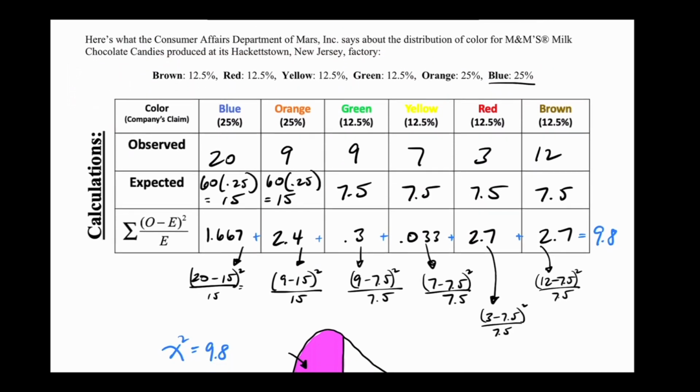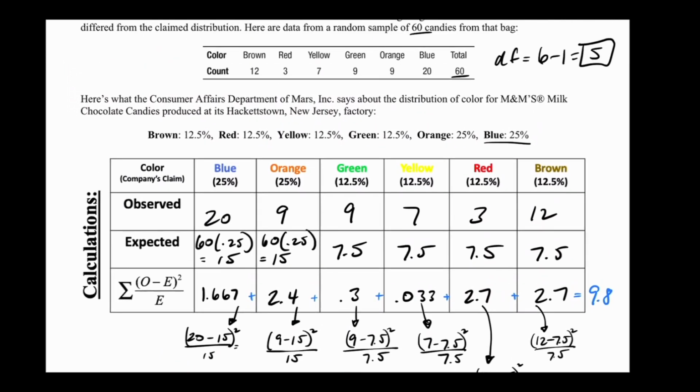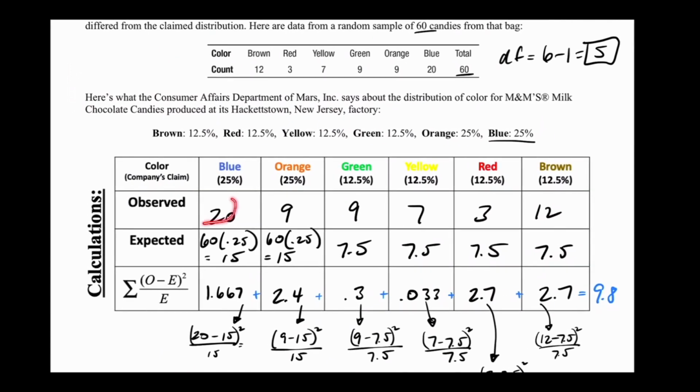Okay, so the observed is just what we saw. 20 blues, 9 orange, 9 green, 7 yellow, 3 red, 12 brown. That's what was actually in the pack of 60. Okay. Expected. How do you find expected?